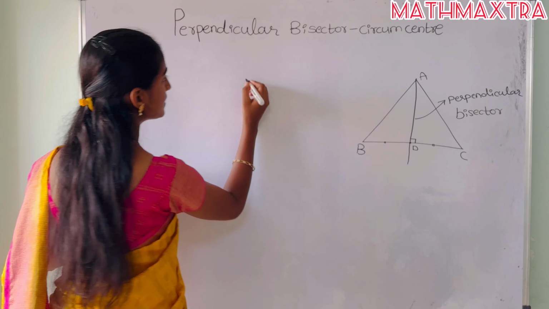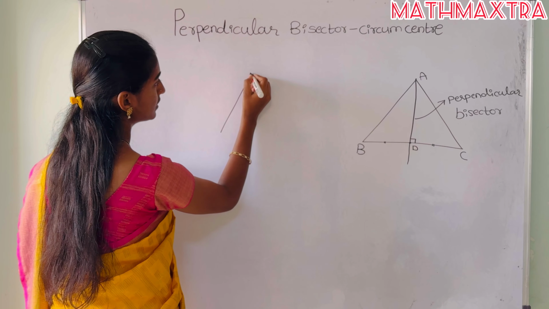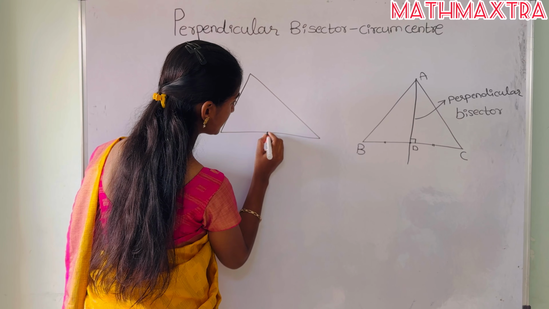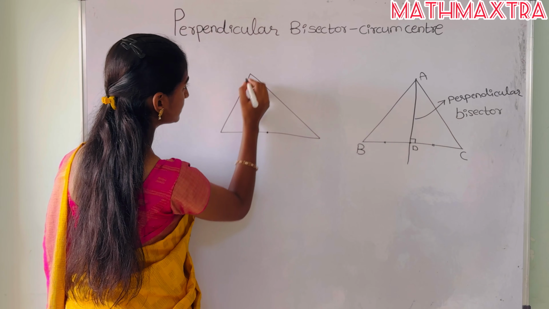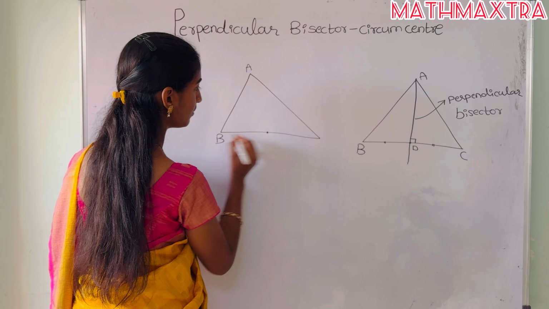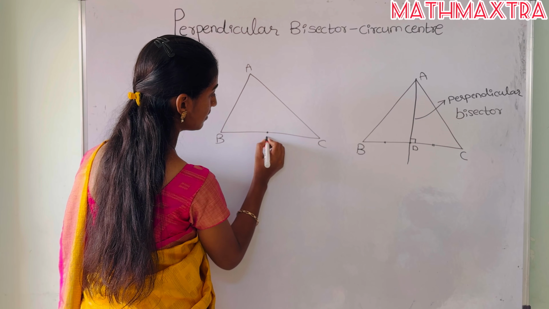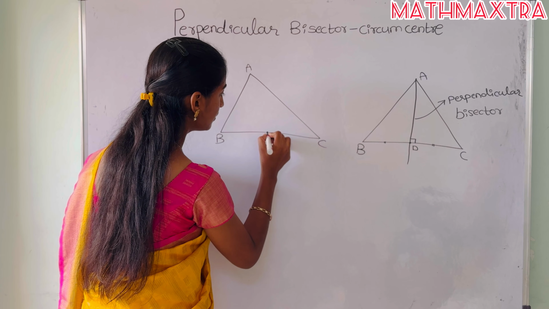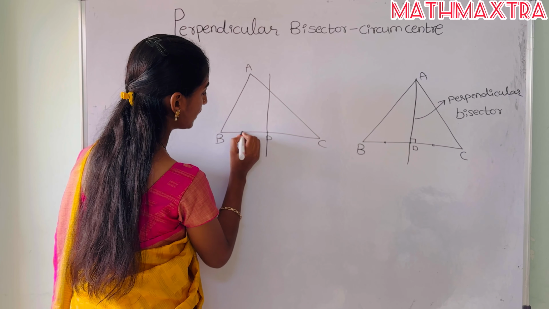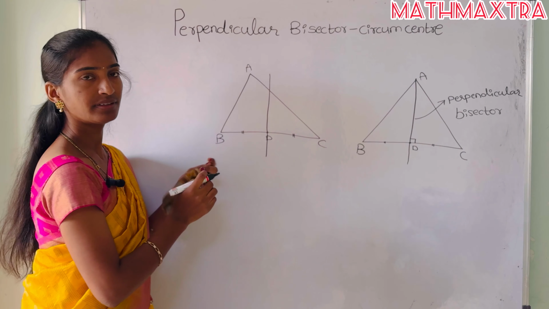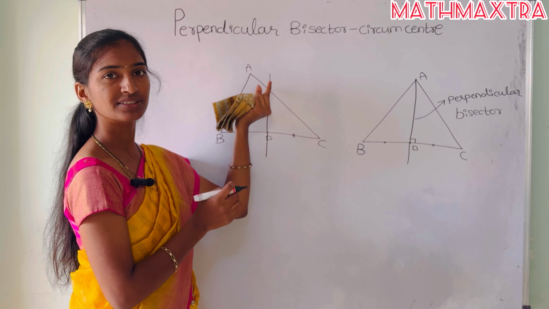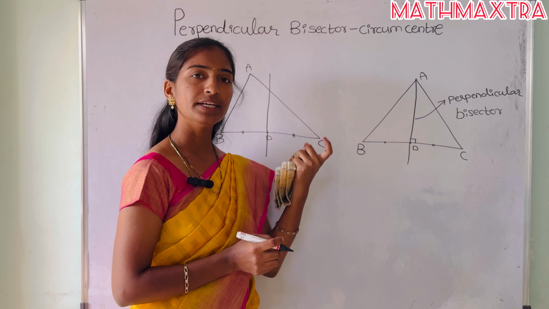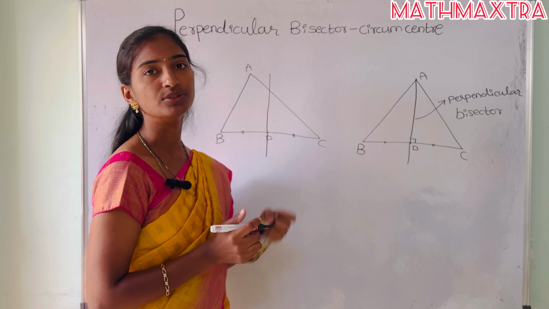Sometimes this may be like this also. See, this is a triangle ABC. This is the midpoint of this side BC. Now I am drawing a perpendicular bisector through this midpoint. What happened? It is not passing through the opposite vertex, right? That is why the perpendicular bisector need not pass through the opposite vertex.